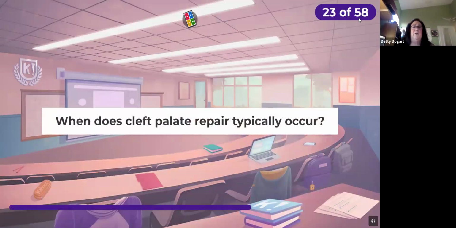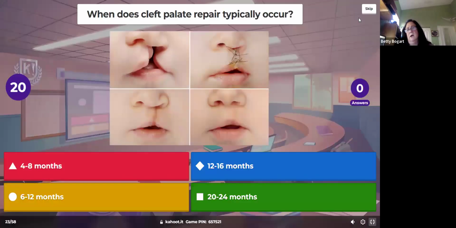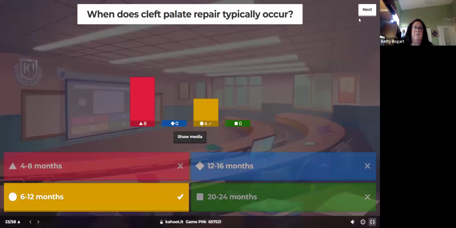When does cleft palate repair typically occur? Well, we know the lip is 2 to 3 months. The palate is somewhere between 6 to 12 months, usually before 12 months.